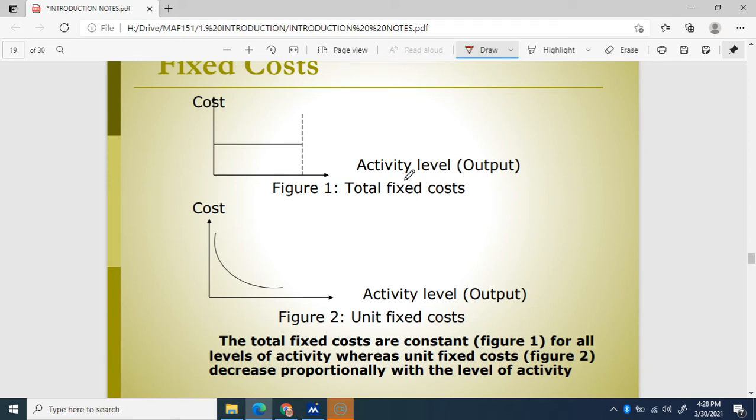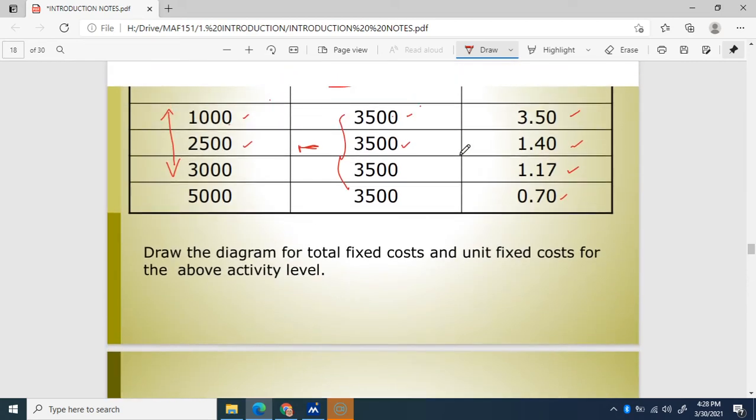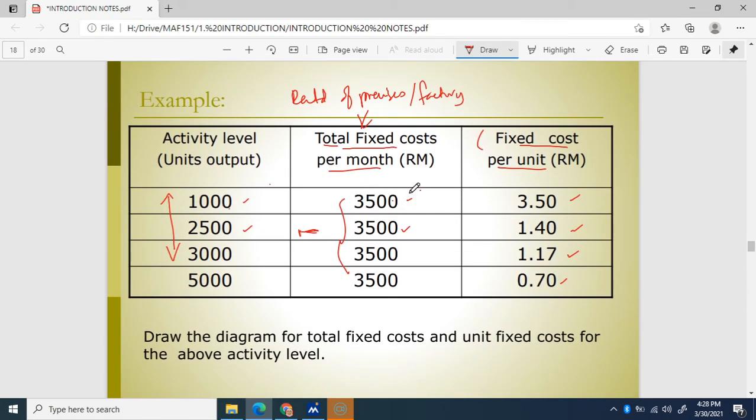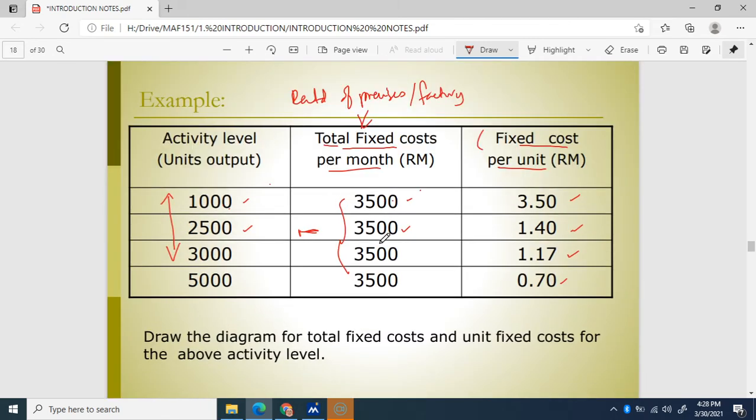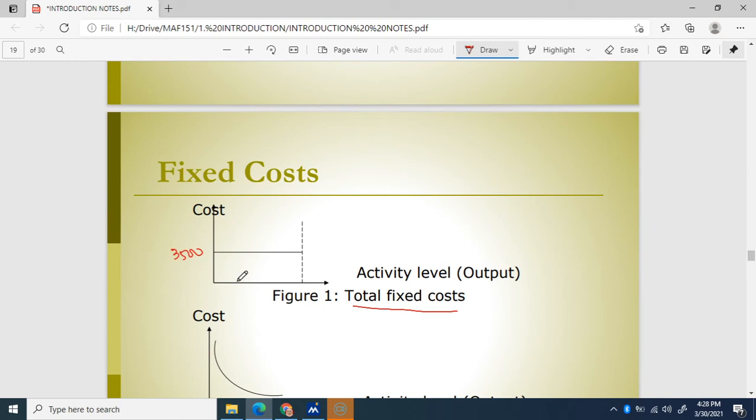Okay, so if we refer to the graph, based on the example above, figure 1 is the total fixed cost graph. How much is the total fixed cost? 3,500 ringgit. Even though your level of activity keeps increasing from 1,000 to 5,000, the total fixed cost remains 3,500. There is a dotted line here, so this fixed cost remains only until a certain relevant range.